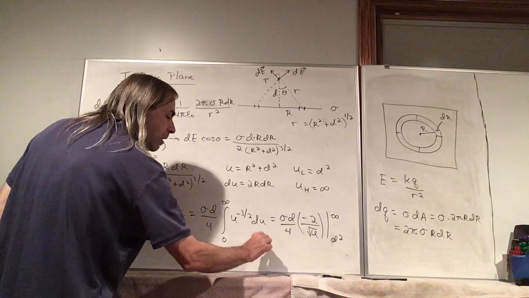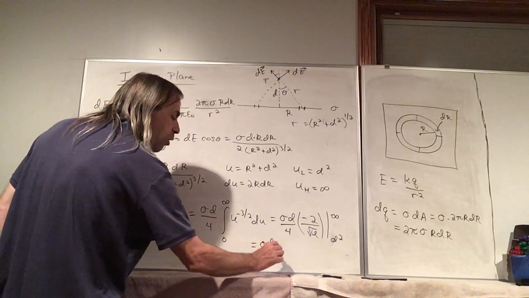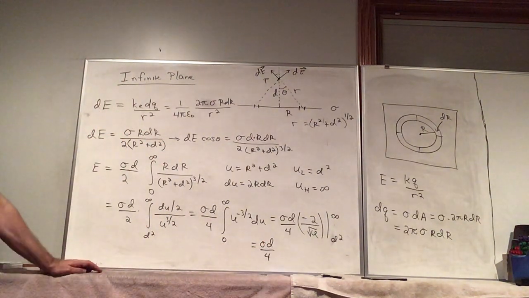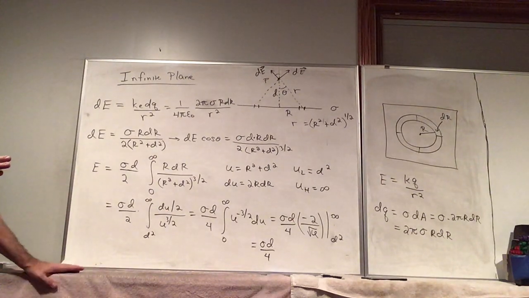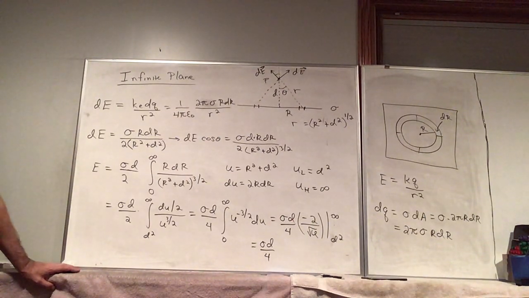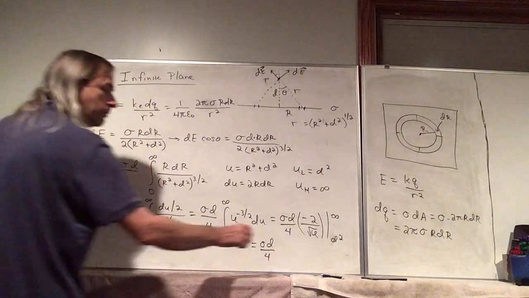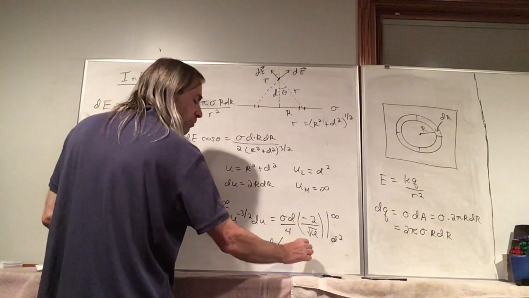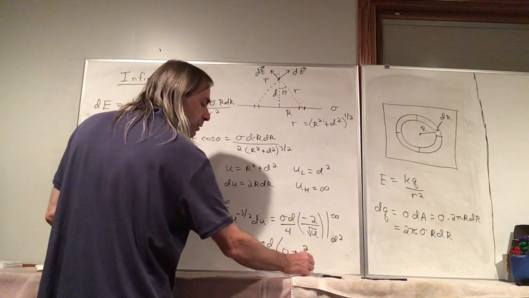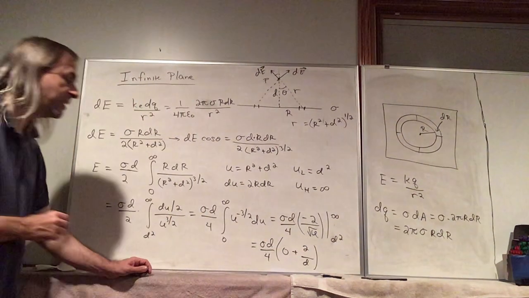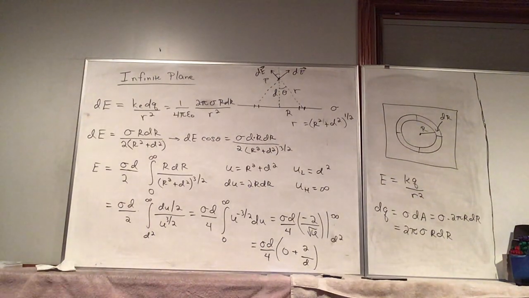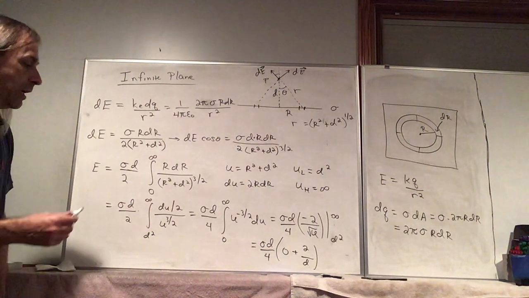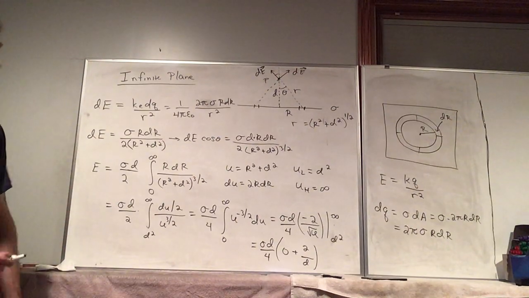We have sigma d over 4. And here we plug in infinity. So we have minus 2 over the square root of infinity, which is 0. And then minus this negative 2, so we have plus 2 over the square root of d squared, which is d. So what we're getting is the electric field is just sigma over 2.